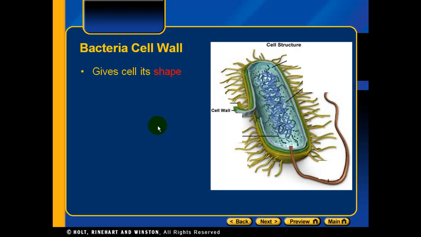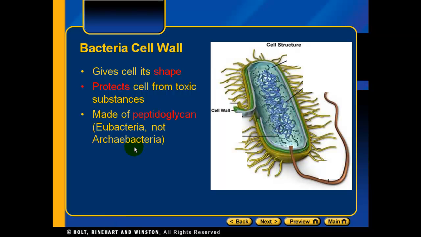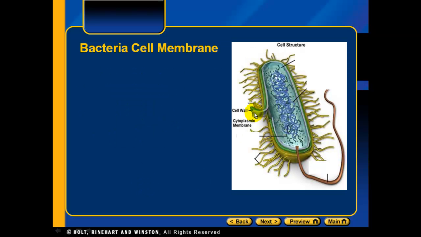It gives the cell its shape, just like in a plant cell. It protects the cell from toxic substances, and in this case, the toxic substances are antibiotics, and it is made of peptidoglycan, that protein carbohydrate mixture, and remember that is not found in the archaea bacteria, only in the domain, the true regular bacteria. Next cell part is the cell membrane, which is the gray inner layer going around.